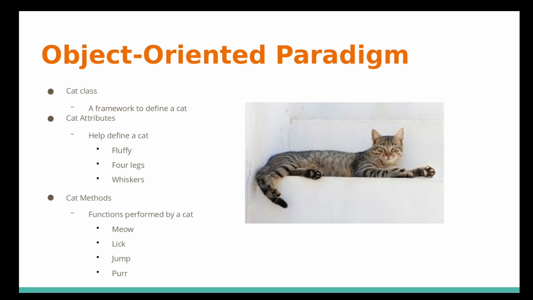As an example, let's think of a cat class. This is a class that defines domesticated cats. And this cat class has certain attributes that help define the cat, such as cats being fluffy, cats having 4 legs, cats having whiskers. An object that is a cat can also perform a few functions. The functions such as meowing or licking or jumping or purring, those are some of the functions that the cats can provide, or these are called cat methods. So a cat class has cat attributes as well as cat methods.